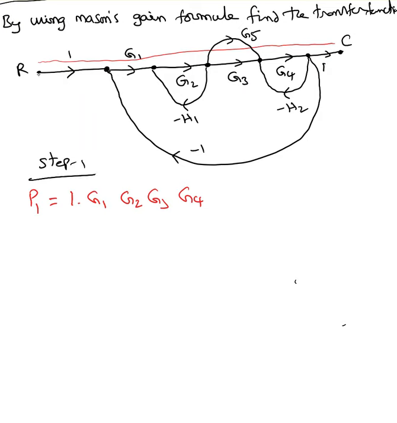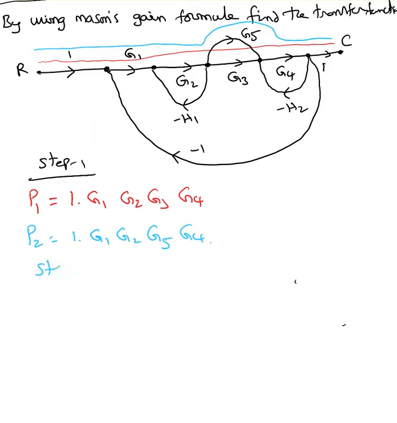A forward path starts from the input and reaches the output without going through any node more than once. So that's path 1. And path 2, I can go from here Z1, Z2, Z5 and C. So P2 equals Z1, Z2, instead of Z3, Z5 and Z4. Those are the only 2 forward paths I see.